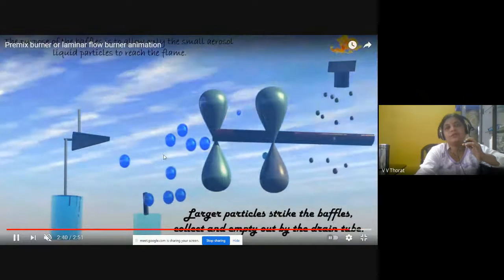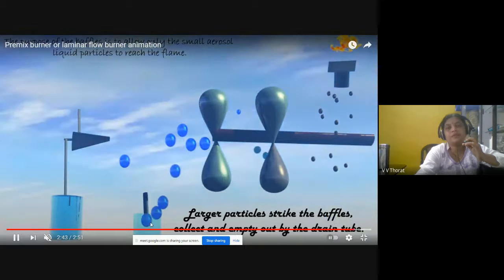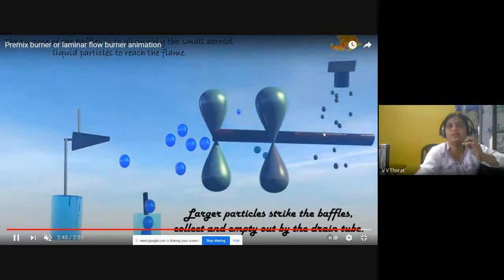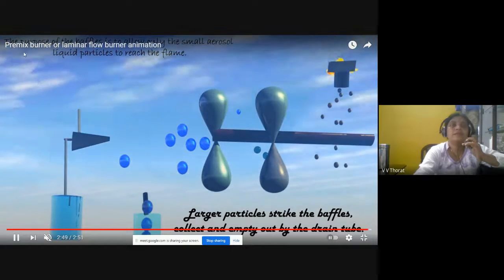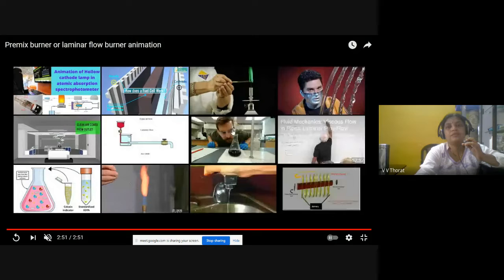Okay, so here you can see the larger droplets come out in the drain, whereas only the small droplets reach the flame. That is a pre-mix burner.